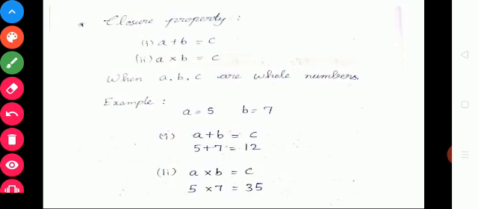The first property is the closure property of addition and multiplication. So a plus b is equal to c, and the next one, a into b is equal to c, when a, b, c are whole numbers. Look at the example. The value of a is equal to 5 and b is equal to 7. A plus b is equal to c. So 5 plus 7 is equal to 12. The sum of any two whole numbers is a whole number. The collection of whole numbers is also closed under addition. This property is known as the closure property for addition of whole numbers.